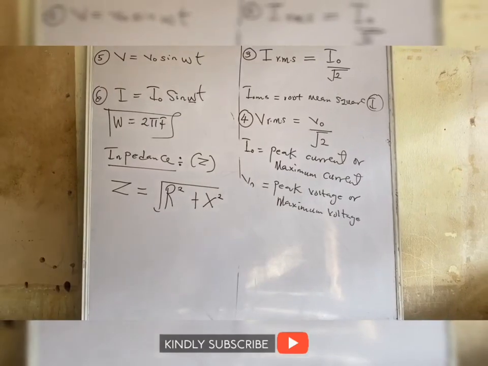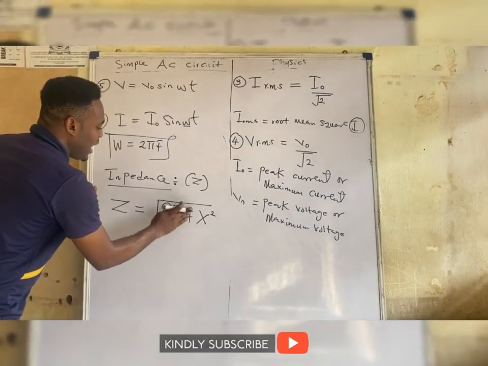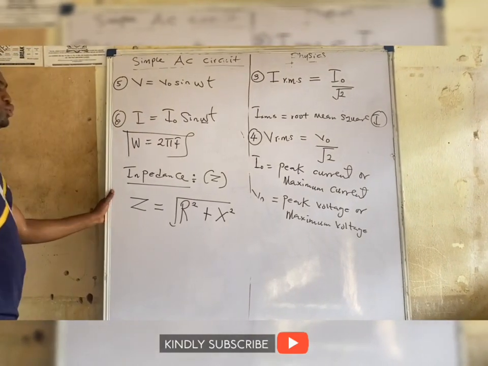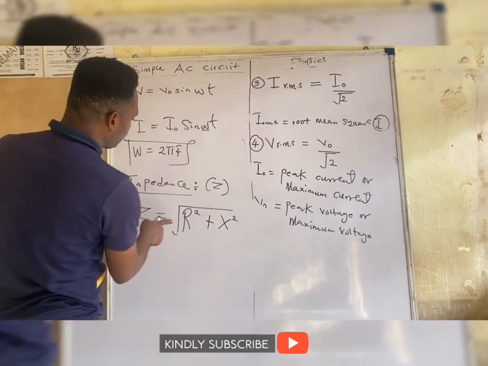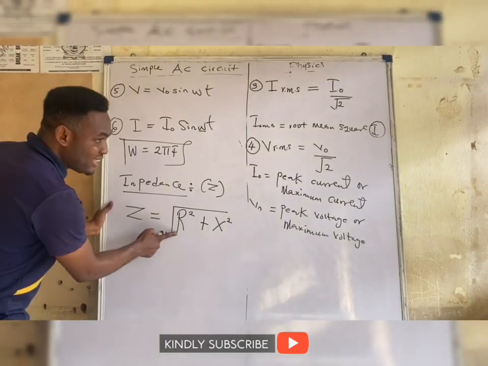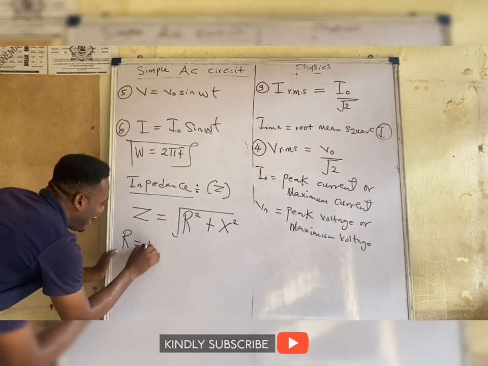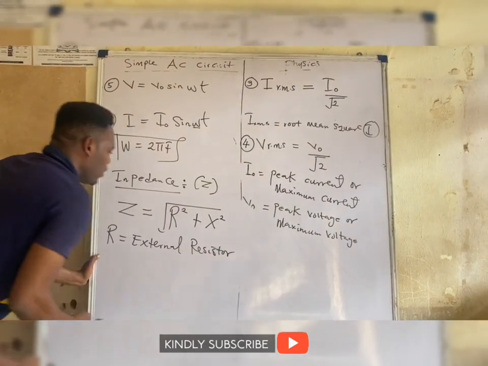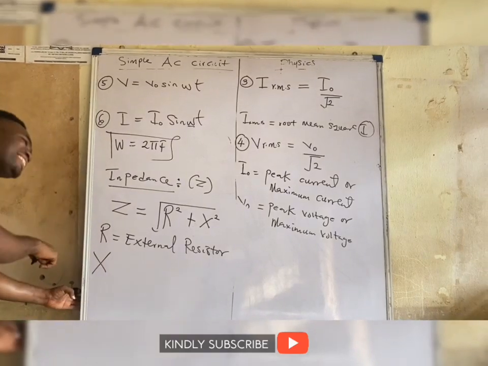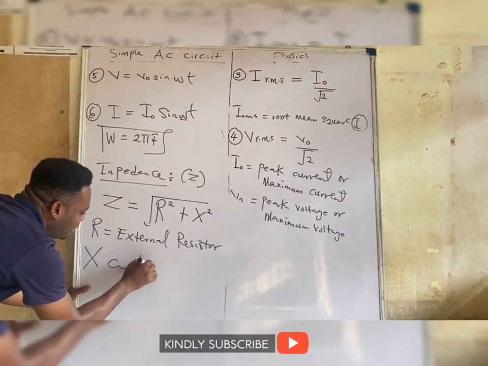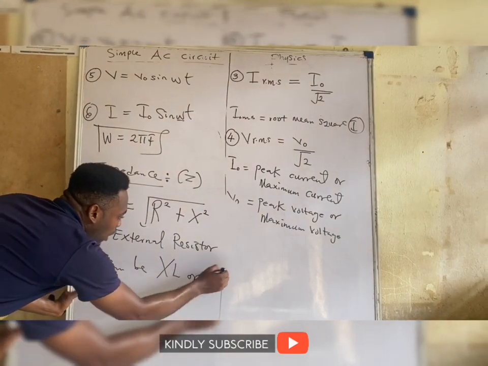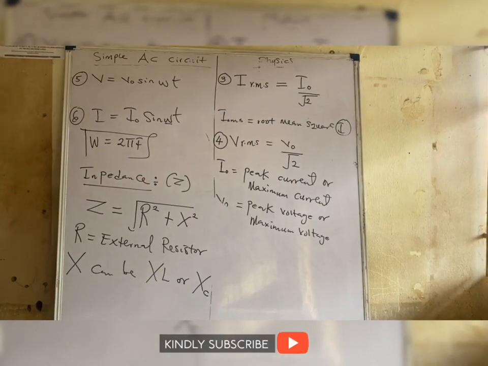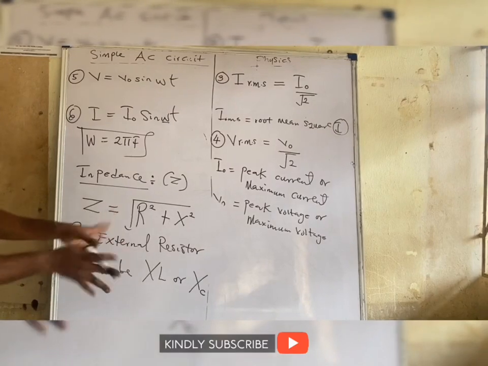Please take note of that. R squared plus X squared. Square root of them. And the square root covers everything. What is R? Our R is just normal external resistor. What is our X? Our X can be XL or XC. Now, our X can be XL or XC depending on what circuit is described.